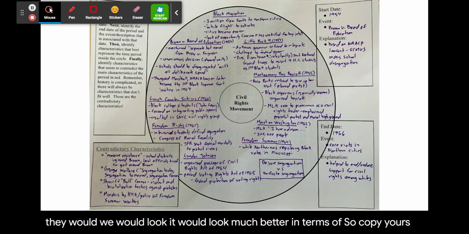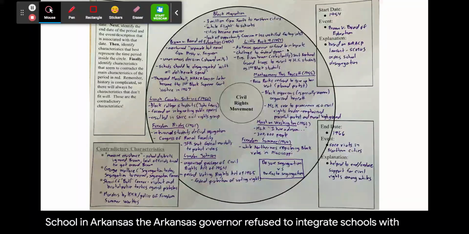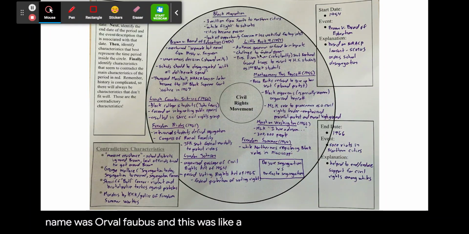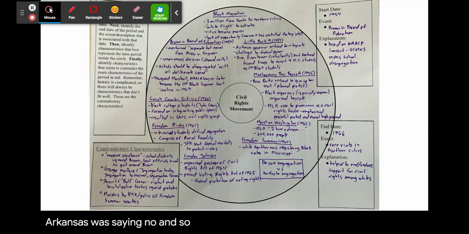So a couple years after that, we have the Little Rock Nine in Arkansas. This is Little Rock High School in Arkansas. The Arkansas governor refused to integrate schools. His name was Orville Faubus. And this was like a challenge to federal power because the Supreme Court had said you have to desegregate, and the state of Arkansas was saying no. And so this is a challenge to federal power.